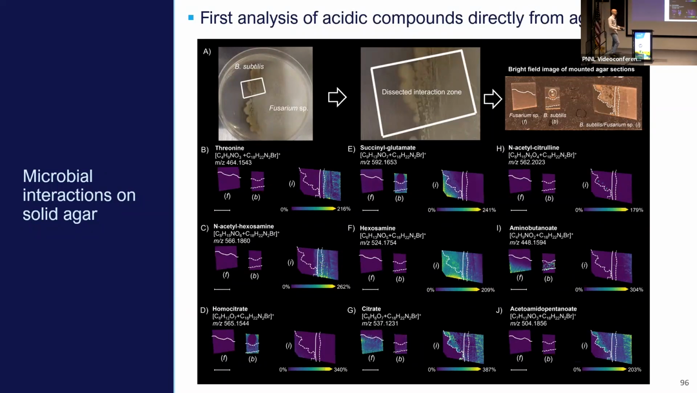Those are some highlights of some different spatial patterns that we observe. Some are more present in the interaction zone between Fusarium and the bacteria. Some are more present in isolation culture. Some have a really specific location in the interaction area, and so on. Just to highlight that this is also one of the samples to which this workflow can be applied.